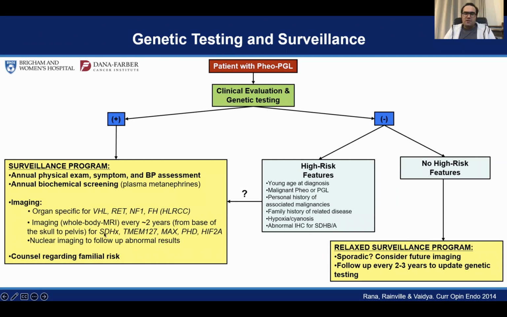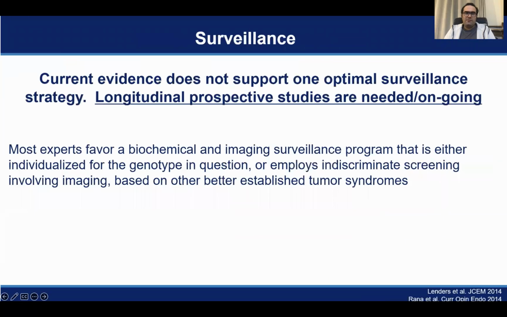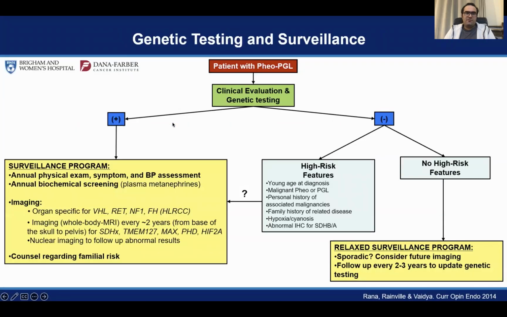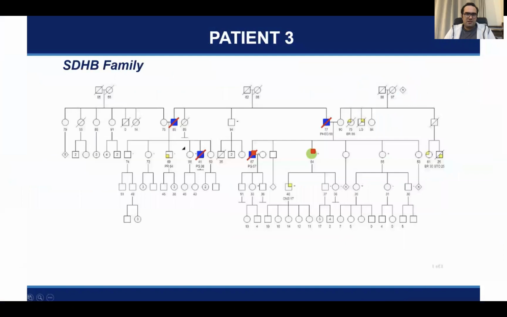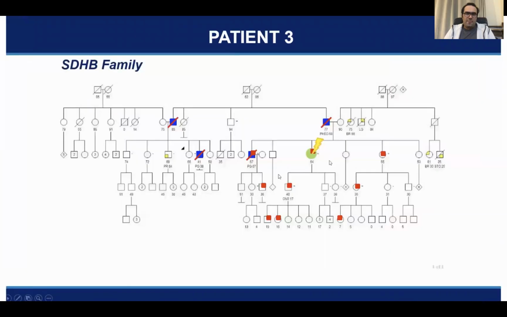But when someone has SDH, we don't know which tumor it will result in. So then we have to image from the base of skull to the pelvis with MRI every year. So this patient had this paraganglioma and a strong family history. Here you can see the strong family history, but when screened with genetic testing, had SDH and got this diagnosed. And then many other family members were also diagnosed when the screening was done in them.